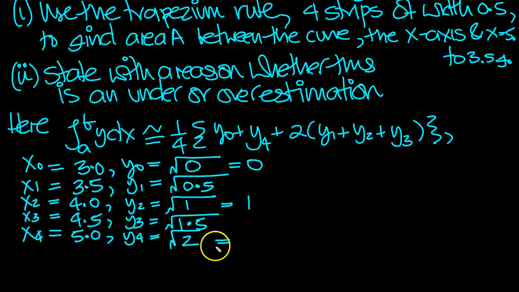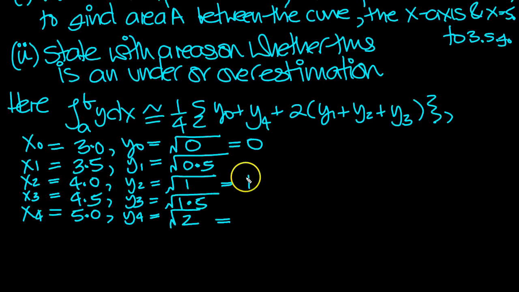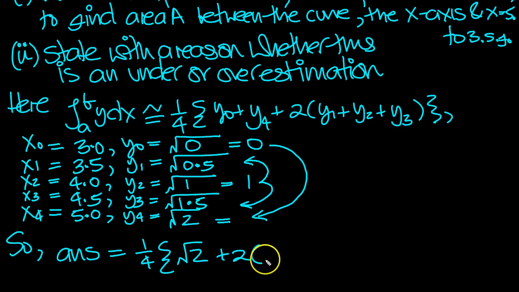Right, let's work this out then. We needed to work it out to 3 significant figures, so let's carry on. We can put these numbers in here. So the answer is equal to 1/4 times the first and the last y ordinates: 0 plus root 2, which is simply root 2, plus 2 lots of the 3 in between: root of 0.5, plus 1, plus root of 1.5. Close that bracket, and then close the brace.